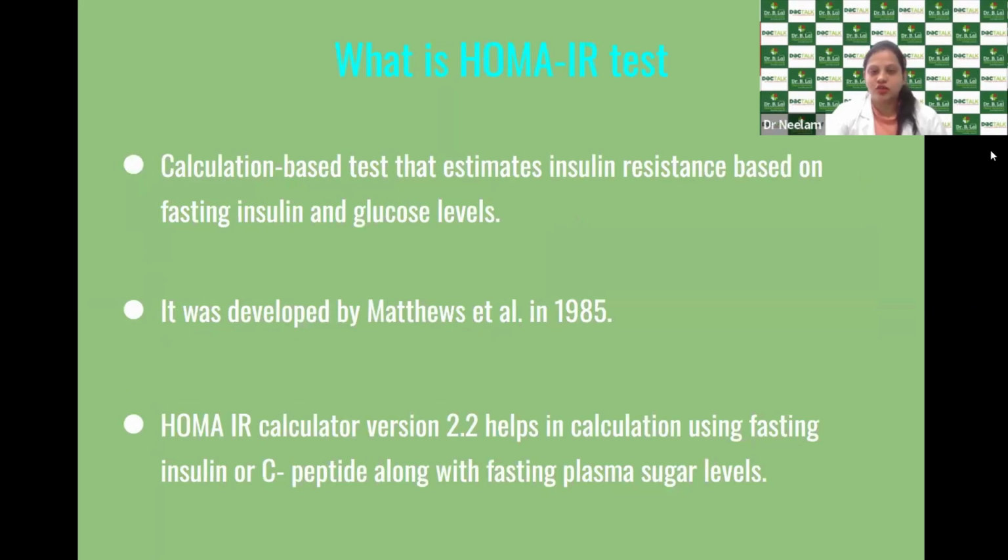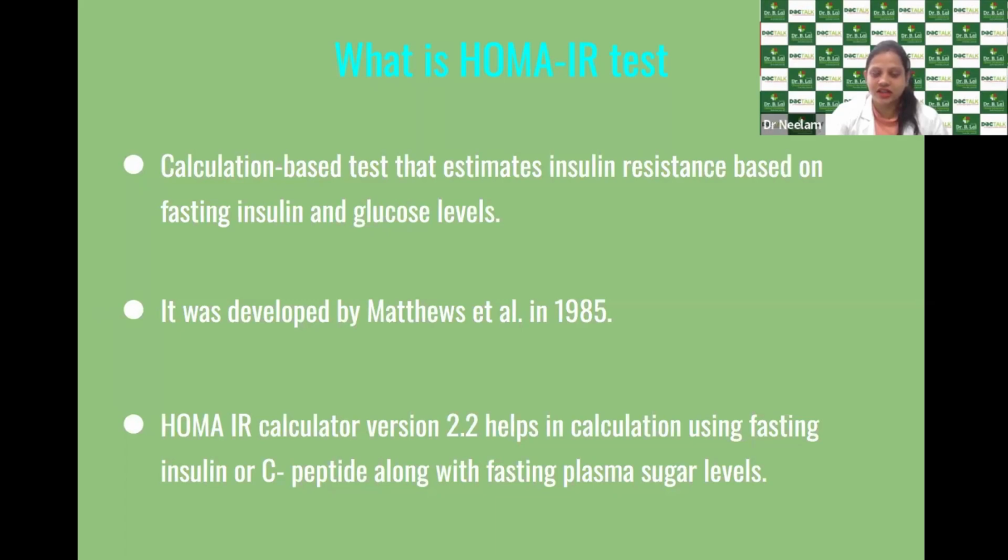And so, what is the HOMA-IR test? Basically, it is a calculation-based test that estimates insulin resistance based on fasting insulin and glucose levels. It was developed by Matthews in 1985.